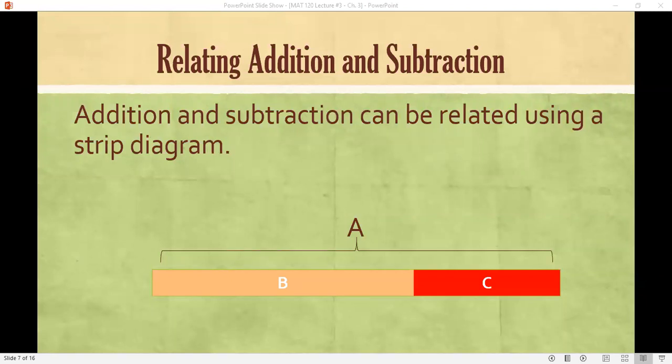A strip diagram is a kind of heuristic that employs a very basic, long, skinny rectangle that you can cut into parts to represent quantities as part of a whole. That's what a strip diagram is.